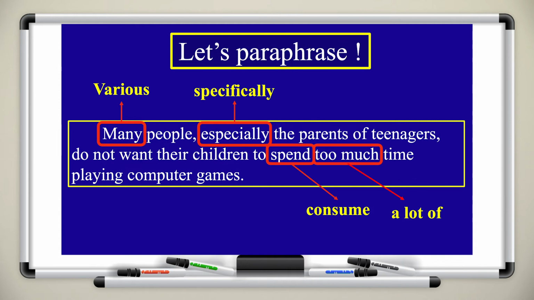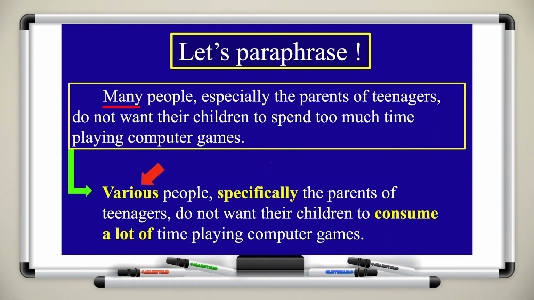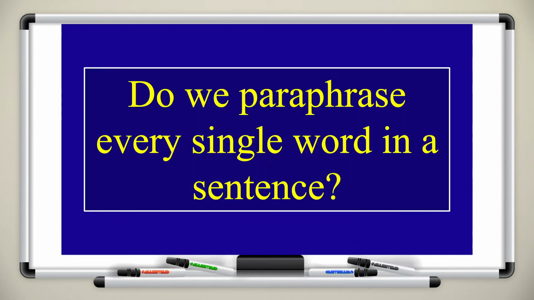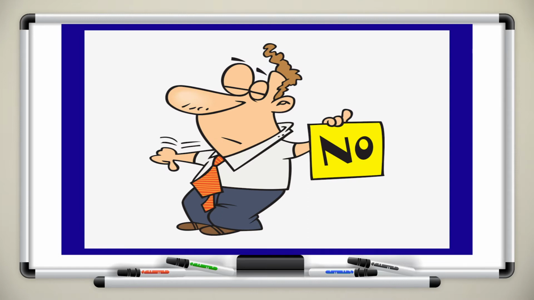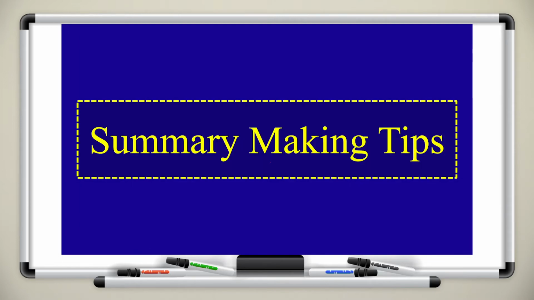So if we change these words, for example, if we use various instead of many, specifically instead of especially, consume instead of spend, and a lot of instead of too much, this is how our sentence is going to look like. Various people, specifically the parents of teenagers, do not want their children to consume a lot of time playing computer games. So, do we paraphrase every single word in a sentence? Definitely not. So let's begin by taking the summary making tips.